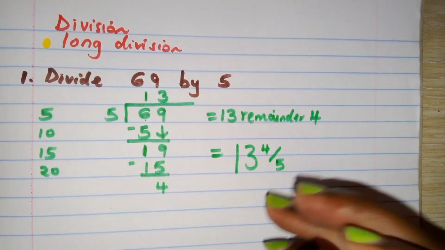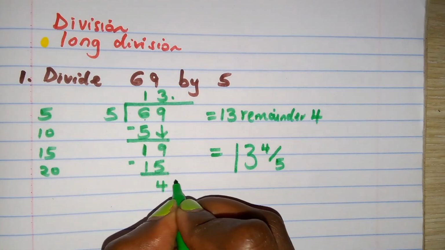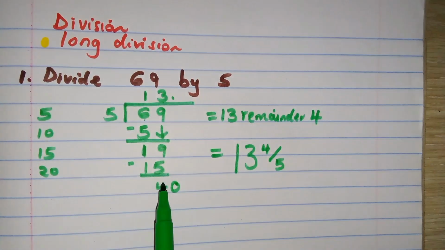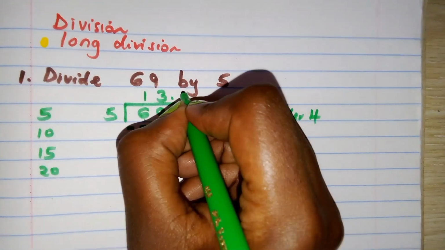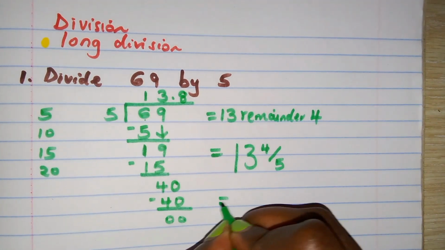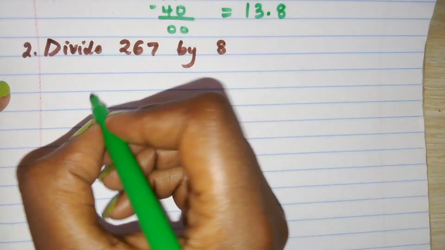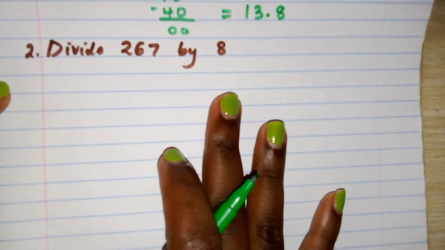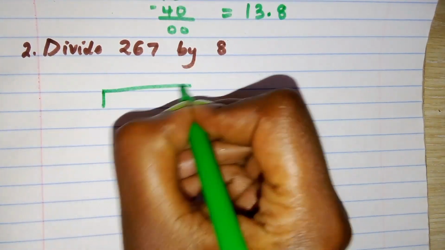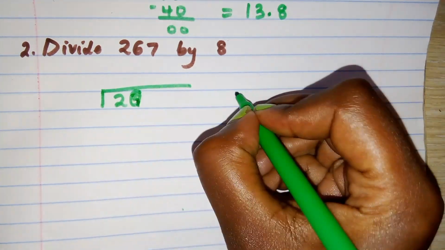And then if you want to write it as a decimal, we add a decimal point here and we add a 0. So the moment you put a decimal point here, you have to add a 0. 5 goes into 40 how many times? That would be 8 times. So minus 40. So this can also be written as 13.8. Number 2, please ignore any background noise, okay? So 267 divided by 267. Oh, let me write it again here.